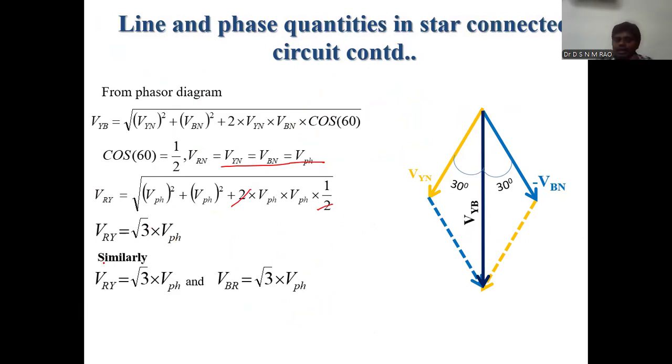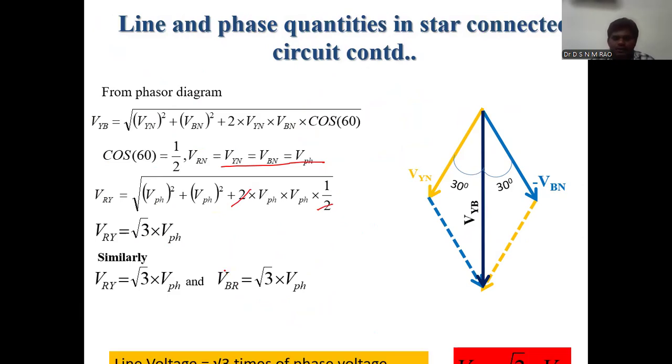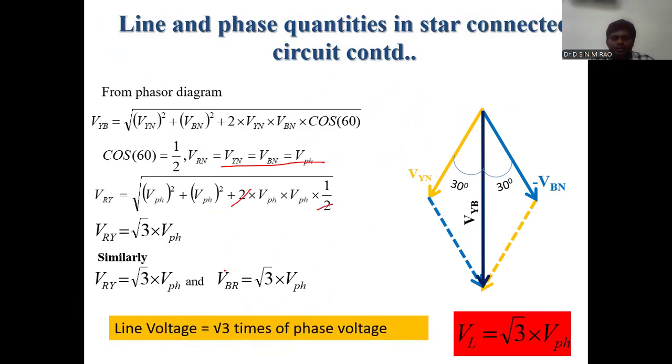Therefore, similarly VRY equals root 3 into V phase, and VBR equals root 3 into V phase. So in this way we obtain the relationship between line voltage and phase voltage. This is the line voltage, this is the phase voltage. So for a three-phase star connected system, line voltage equals root 3 times the phase voltage.